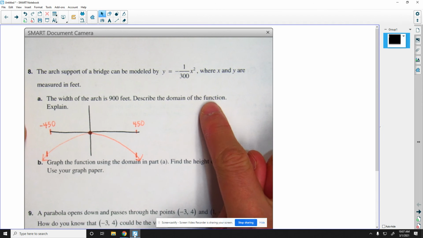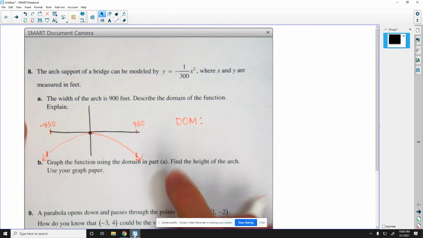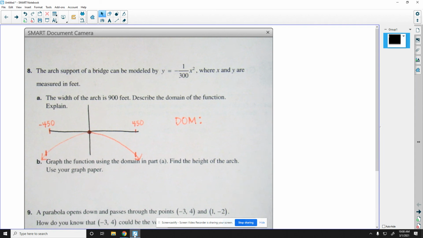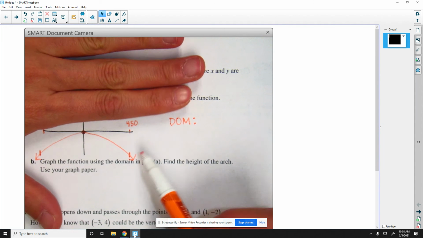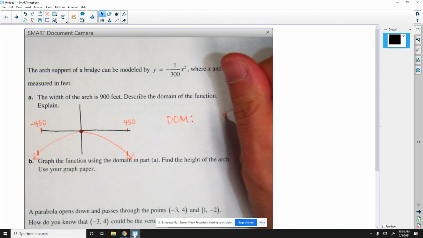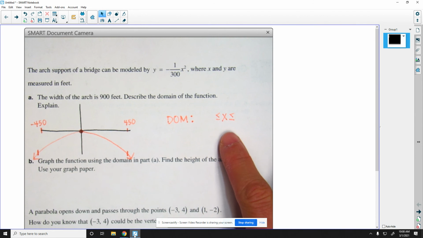Okay, so let's find the domain. I'm telling you right now that the domain is not all real numbers. And the reason why it's not all real numbers is because this is like a word problem. They're actually giving me a parameter. If this was not a word problem, sure, the domain is all real numbers. But it's not, because your domain goes from something to something because there's an arch.